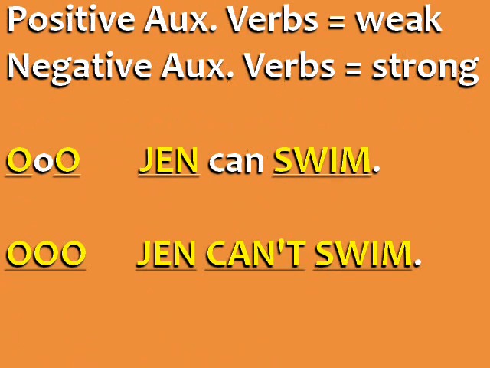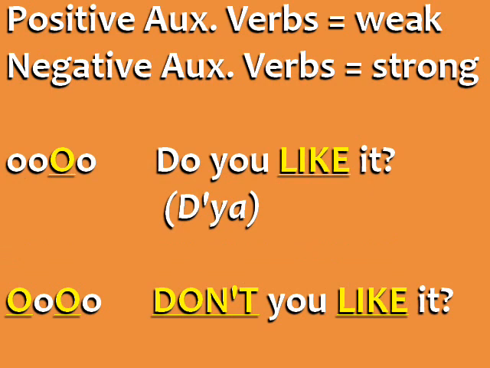The fact that positive auxiliary verbs are weak and negative auxiliary verbs are strong can help you hear the difference in similar sentences by the difference in the rhythm. Compare these two sentences. Jen can swim. Jen can't swim. Do you like it? Don't you like it?